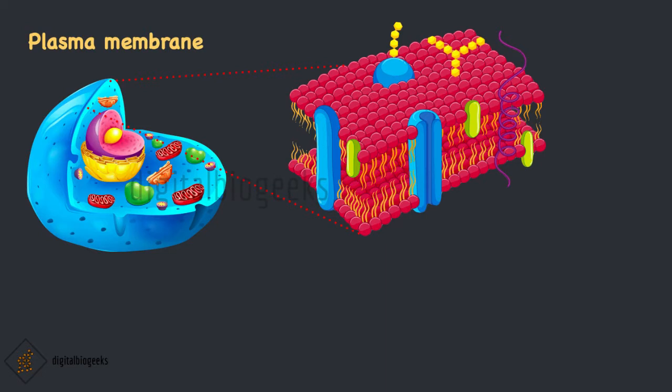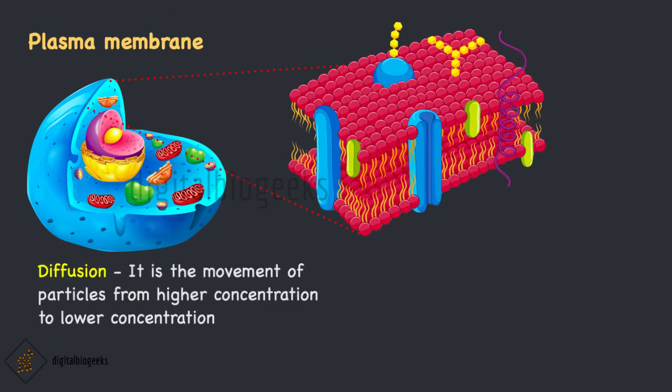Some substances enter and exit the plasma membrane through simple diffusion. Do you know what is the meaning of diffusion? It is the movement of particles from higher concentration to lower concentration. The movement of oxygen and carbon dioxide happens by means of diffusion. Inside of this plasma membrane is the inside of the cell, and this is the outside area.